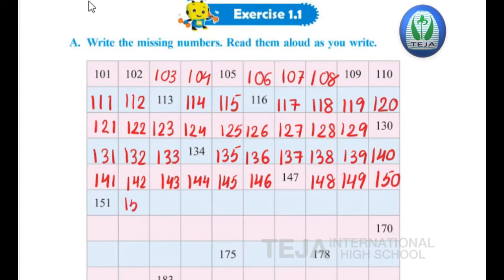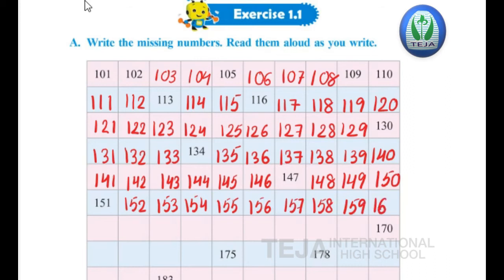151, 152, 153, 154, 155, 156, 157, 158, 159, after that 160.